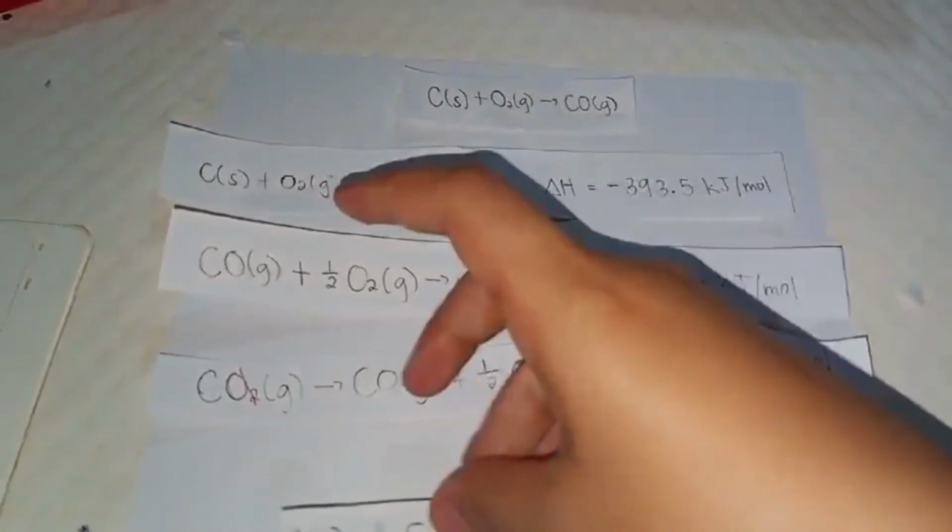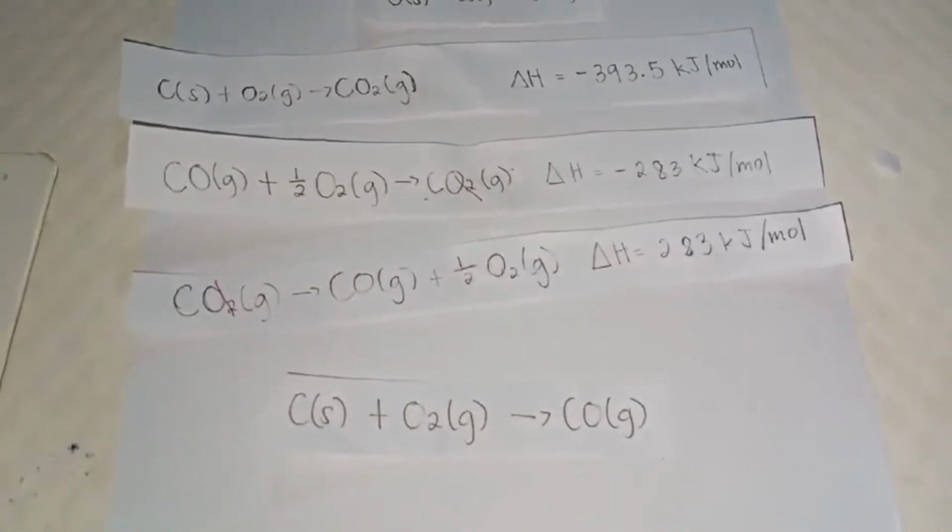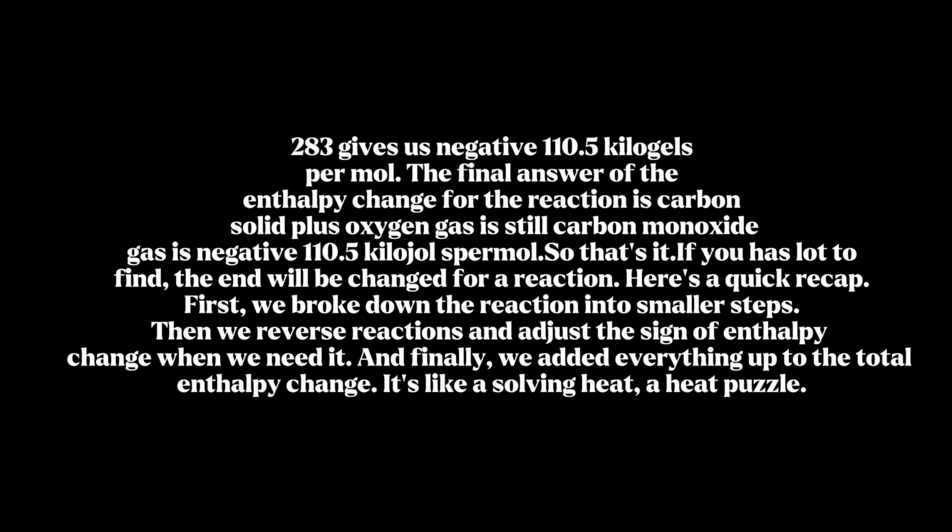After that, we add up the enthalpy changes. Negative 393.5 plus positive 283 gives us negative 110.5 kilojoules per mole. The final answer for the enthalpy change of the reaction, carbon solid plus oxygen gas gives carbon monoxide gas, is negative 110.5 kilojoules per mole. So that's it! We've used Hess's Law to find the enthalpy change for a reaction.